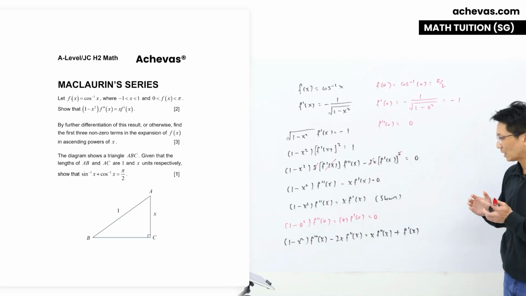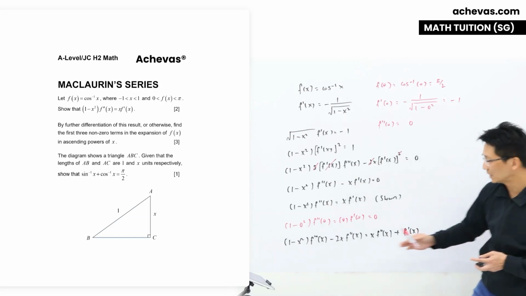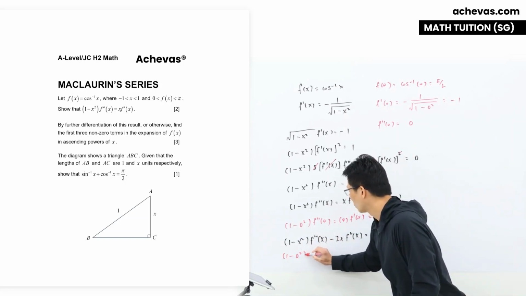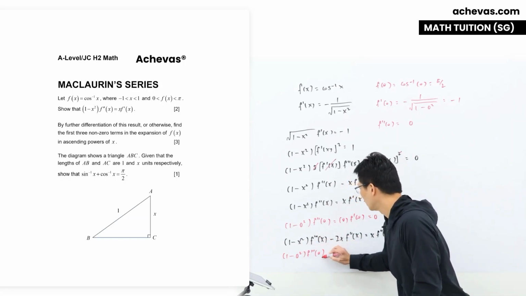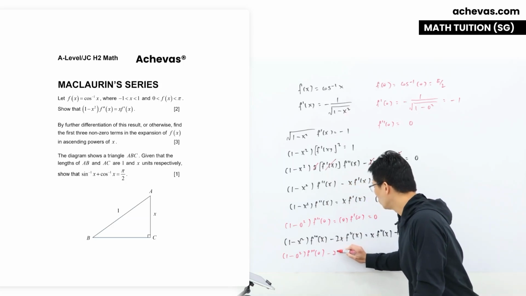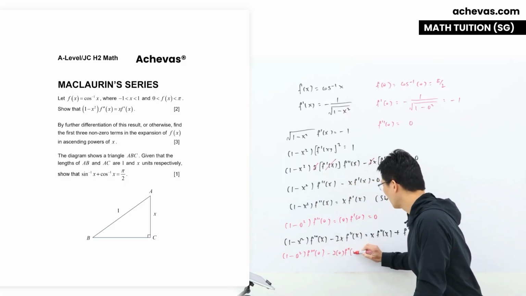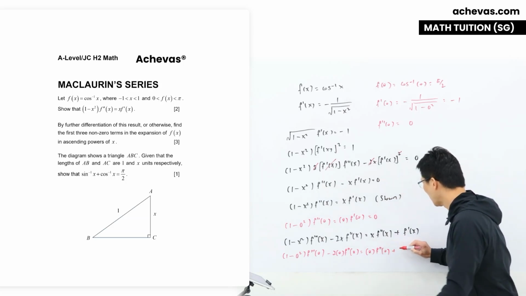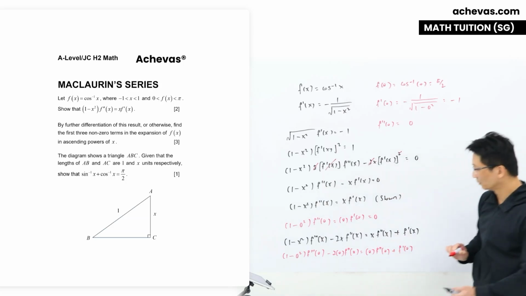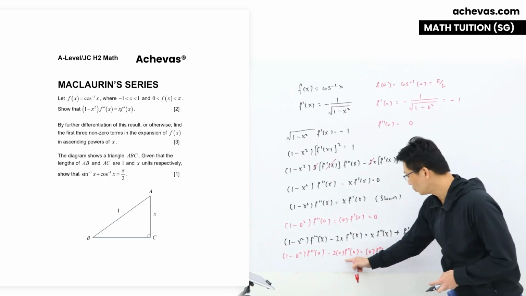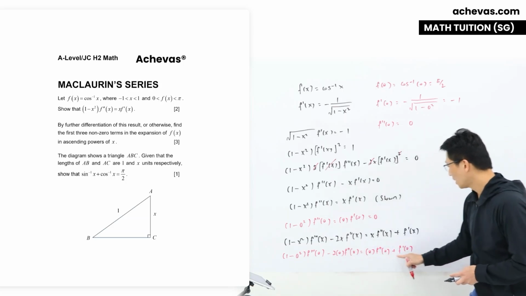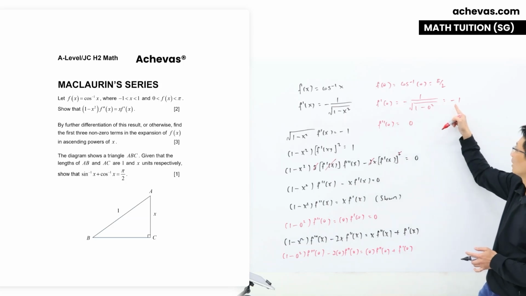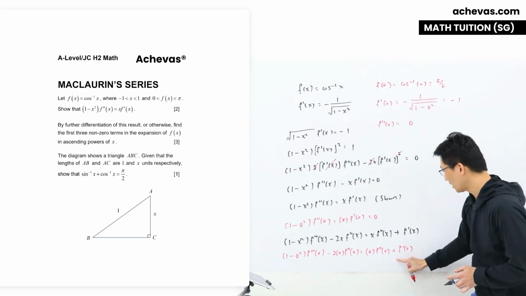Now I'm going to substitute x equal to 0 into this entire expression here. I will have a 1 minus 0 squared f triple prime 0, minus 2 bracket 0 f double prime 0, equal to 0 f double prime 0 plus f prime 0. And we can see that these two terms will end up to be 0. And f prime 0, I already worked out previously, I'll get equal to minus 1. So this is minus 1.